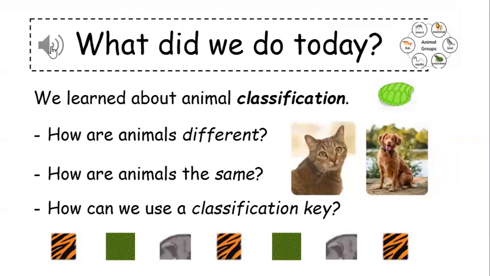What did we do today? We learned about animal classification. How are animals different? How are animals the same? How can we use a classification key?